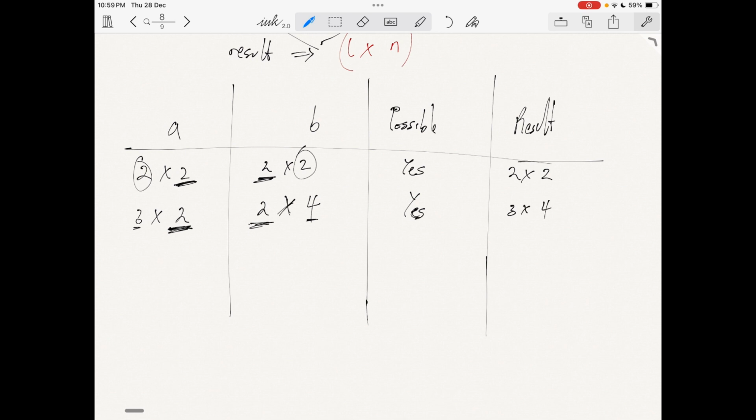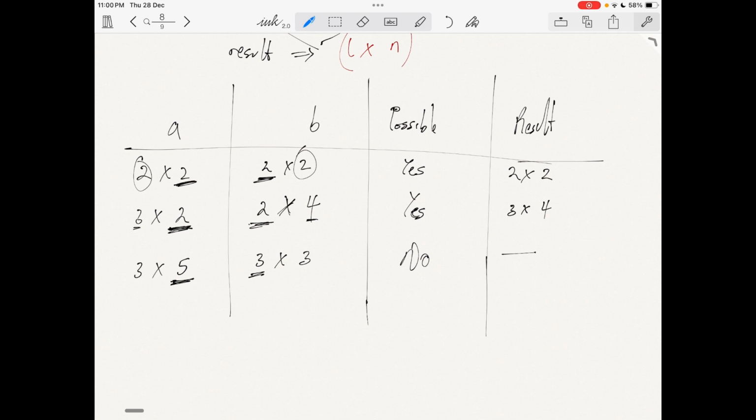Now let's take another one. Let's say I have a 3 by 5 matrix, and I want to multiply it by a 3 by 3 matrix. Is it possible? The number of columns in my first matrix is 5, and the number of rows in my second matrix is 3. We can see that 5 and 3 are different, so it is not possible. Simply no, so we won't have a result.